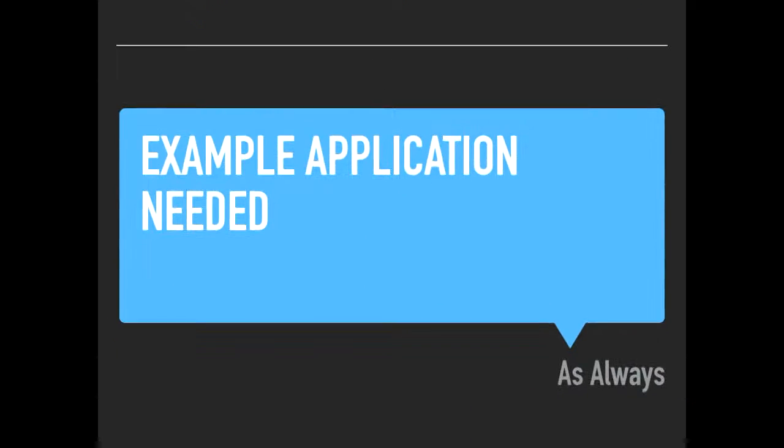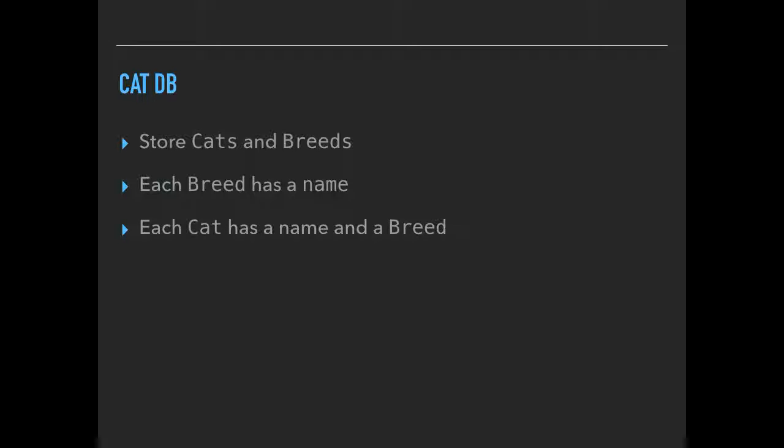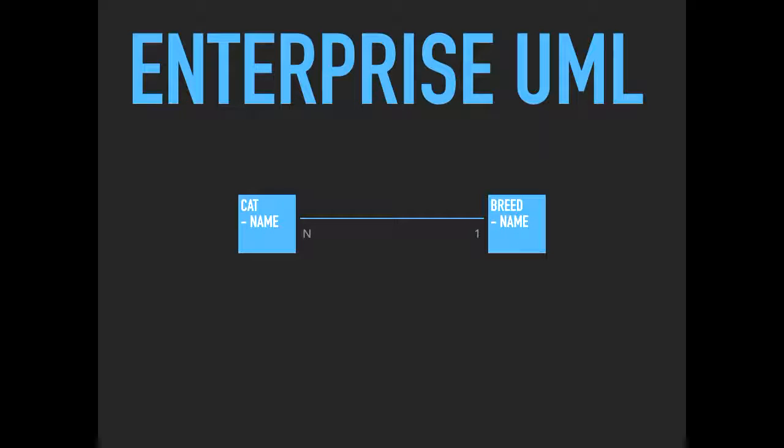To demonstrate this, I'm going to need an example application. And I've decided to make a cat database, because internet. What's a cat database? Well, it stores cats and breeds. Each breed has a name, and each cat has a name and a breed. Now, if there's any solution architects in the audience, that's the UML diagram for it.